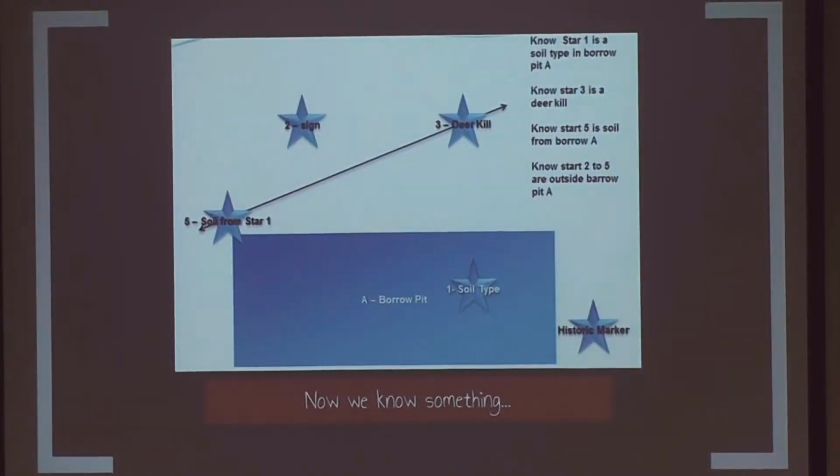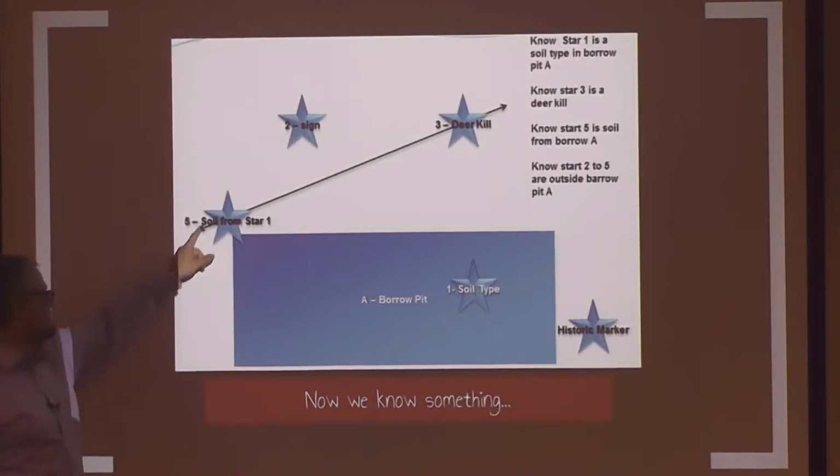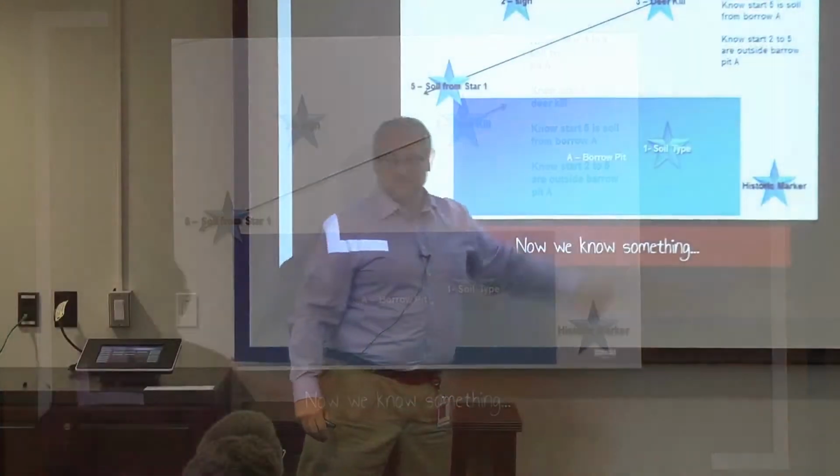Oh, it's that box again. So now the box, we've actually taken the spatial data and merged it with other business data. And so now we know that wherever star 1 is, it's a type of soil in borrow pit A. And you can kind of see how now we have a deer kill with number 3. We know that number 2 is a sign. We know that 5 is soil that came from this location that was used.